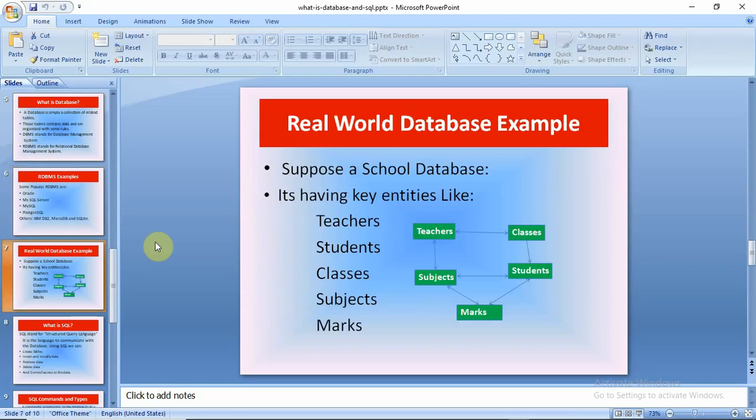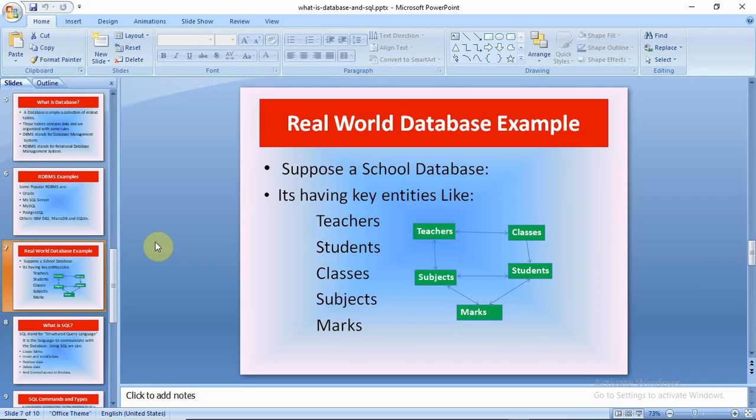So let's understand one real world database example. Suppose a school database, so it has key entities like teachers, students, classes, subjects and marks. So basically these entities are related. Now teachers take classes. One teacher can take one class or multiple classes. So there is a relation between teachers and classes, right?